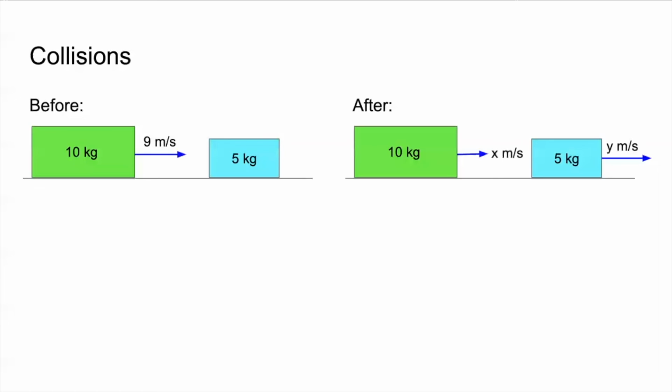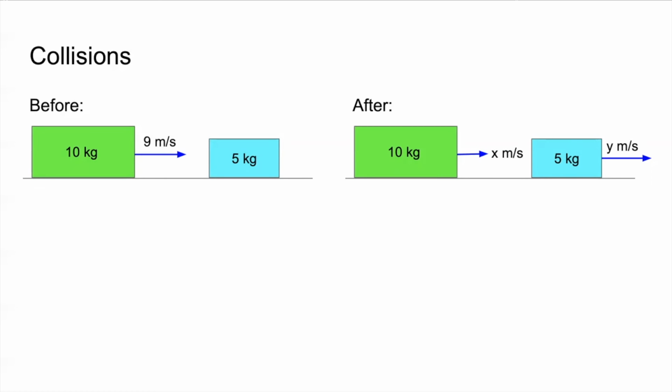Now we're getting into the final topic for this video, which is collisions. Let's suppose that a 10 kilogram block moves towards a 5 kilogram block at 9 meters per second. After they collide, what will the velocity of each block be?